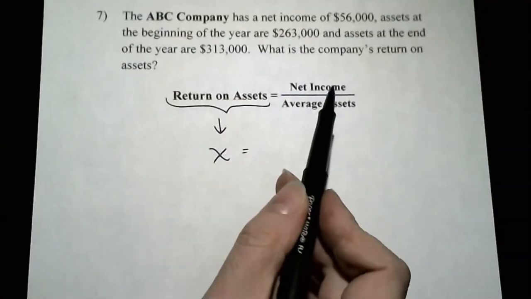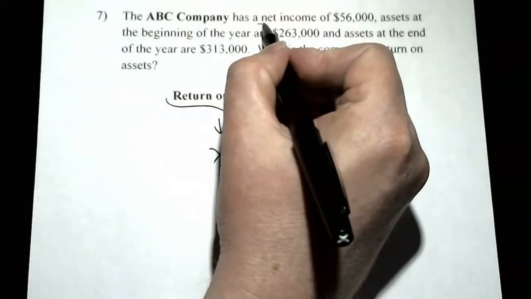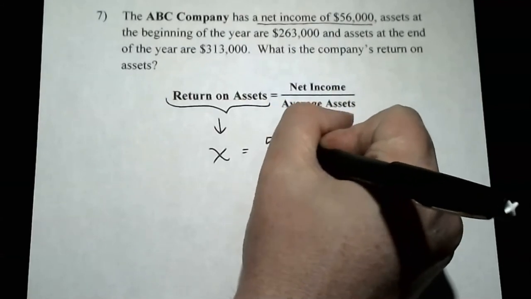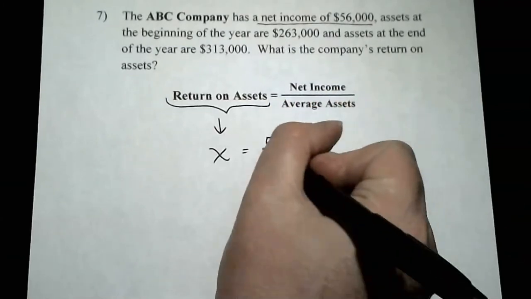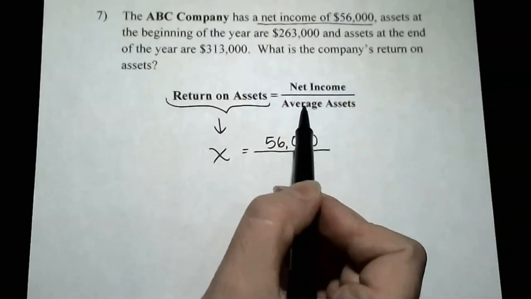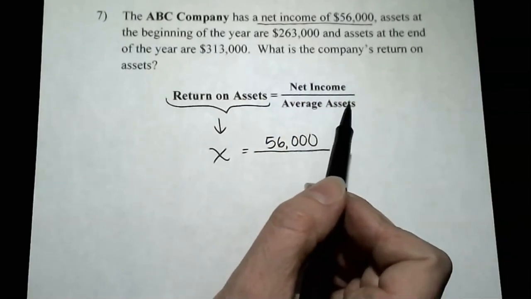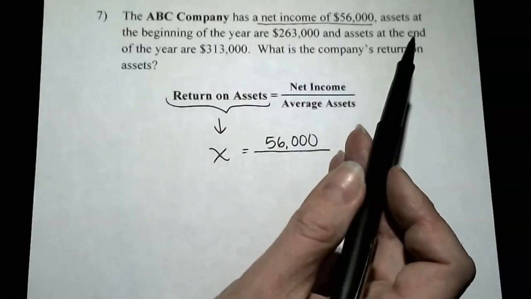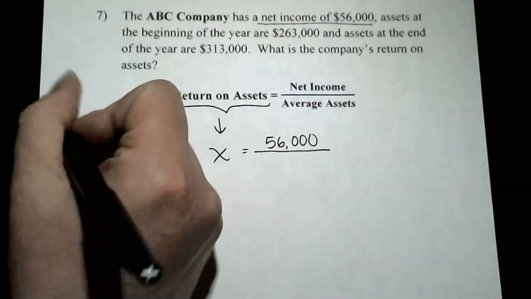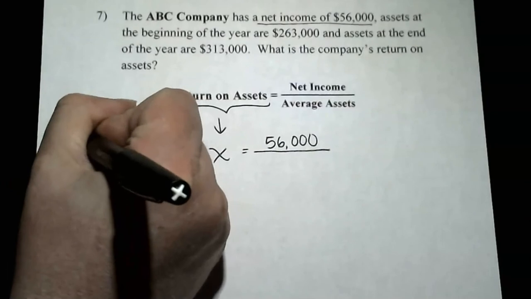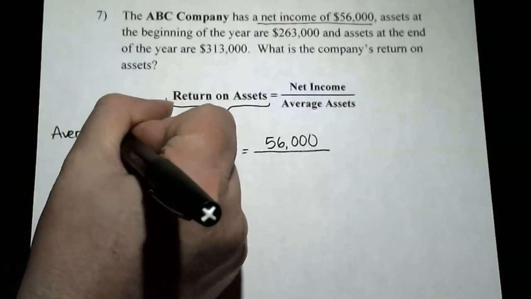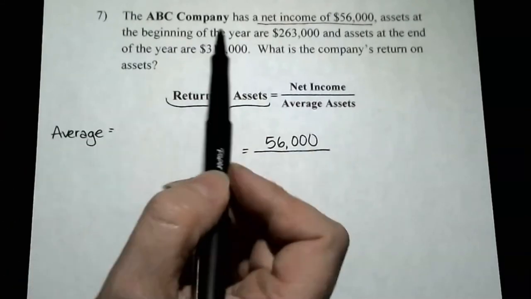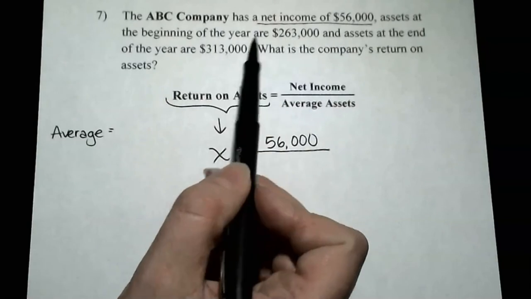Equals, now I need the net income. So the net income they told us was $56,000. And I need to divide it by the average assets. They didn't tell us the average. They told us the beginning and they told us the end. So we're going to need to find the average. I'm going to do that off to the side. To find the average, you add up and then divide by however many you have. So we only have 2, so we need to add these 2.